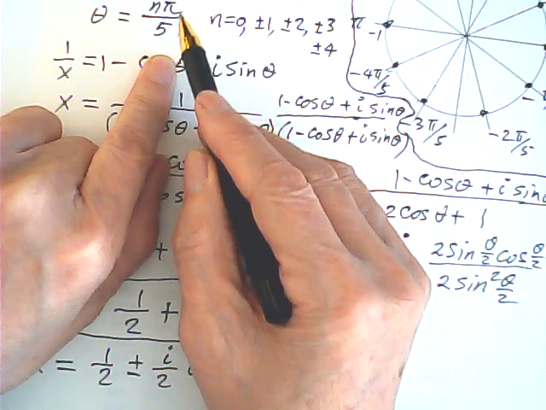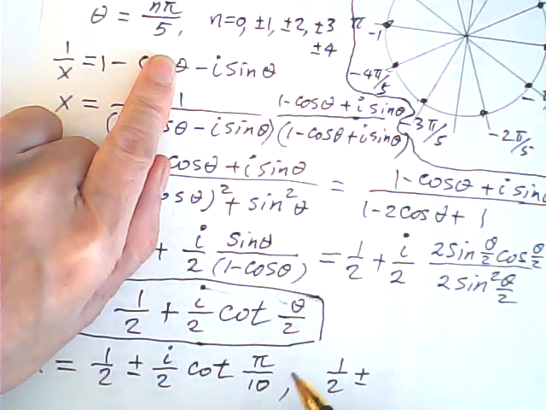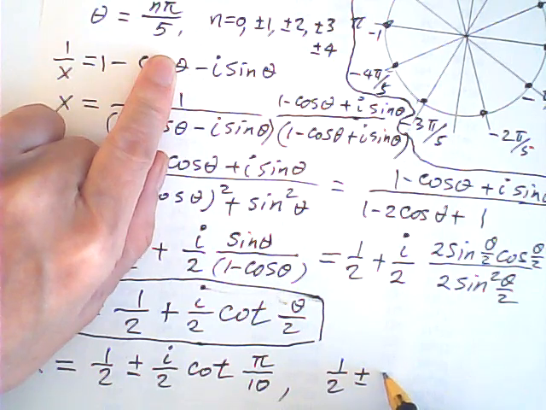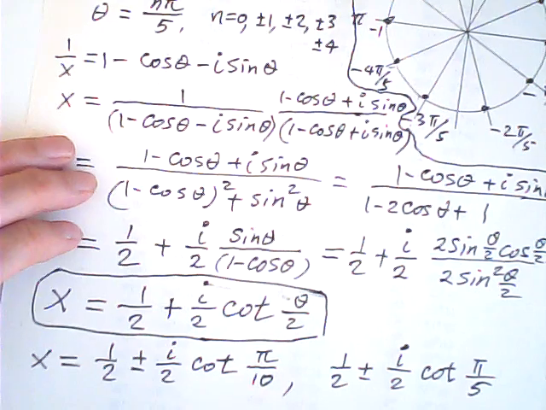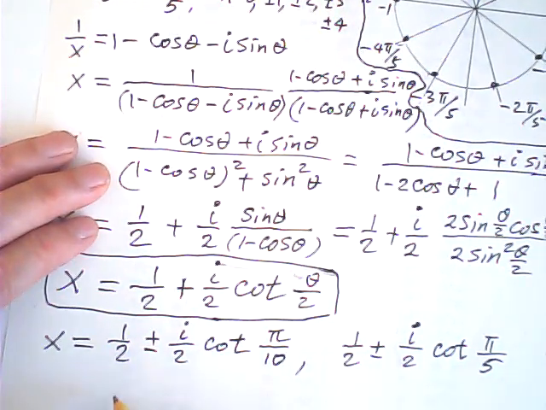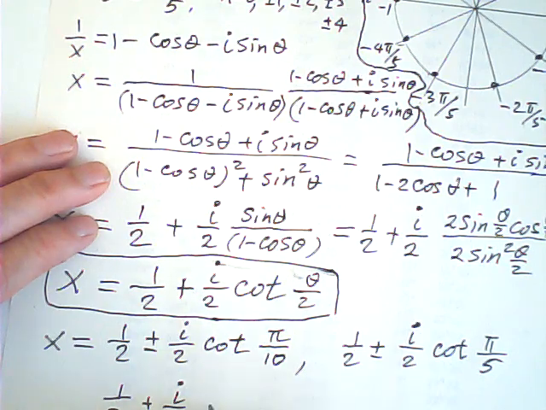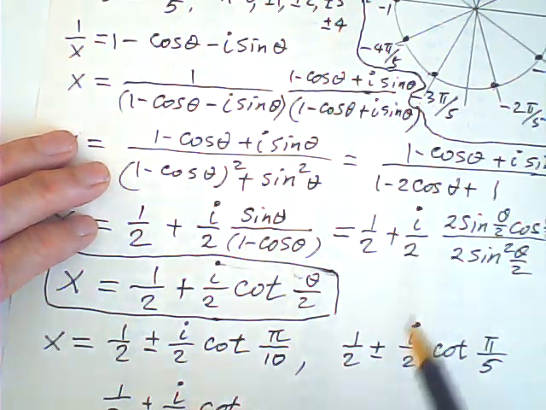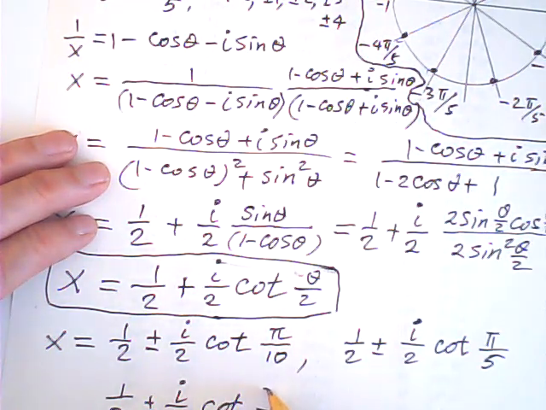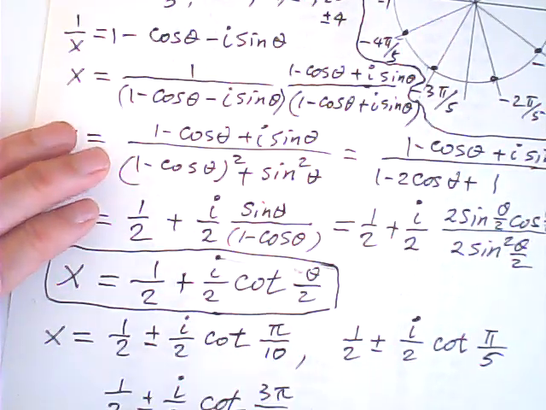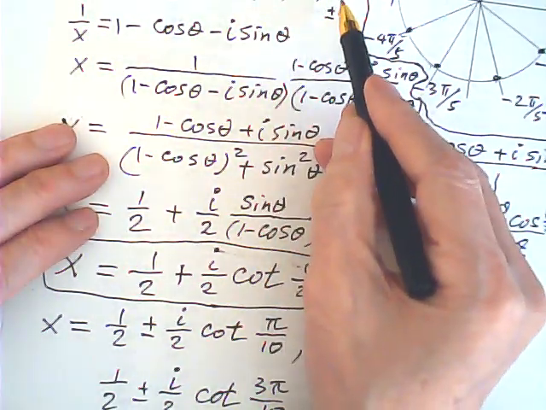2 pi over 5 over 2 is equal to cotangent pi over 5. And the next angle will be half plus or minus half i cotangent 3 pi over 5 over 2, which is 3 pi over 10, right? For n equal to 3.